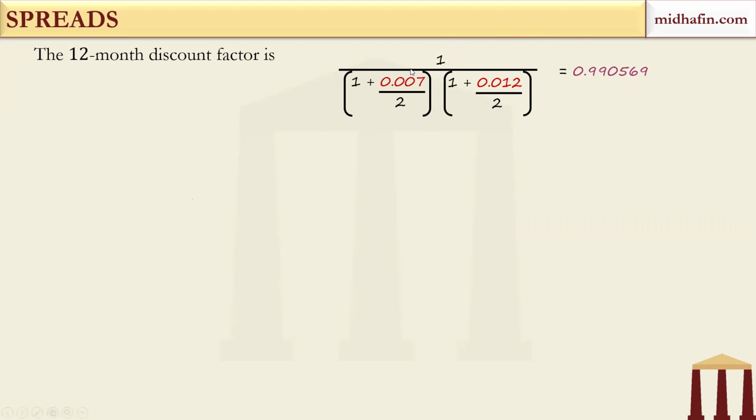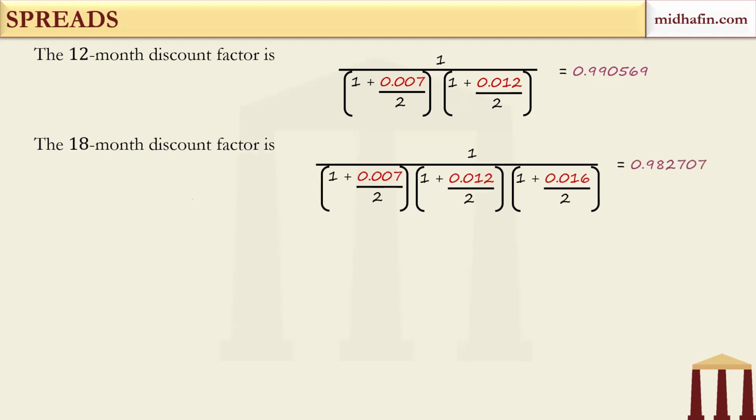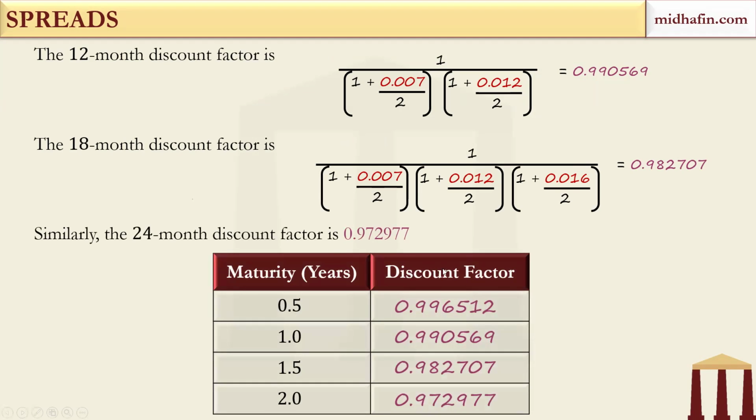So we know that the discount factor using the 1 year spot rate can be represented by this relationship if we are using the forward rates over the given period. That is the 0 to 6 month forward rate and the 6 month to 12 month forward rate. Similarly, the 18 month discount factor can be calculated, and finally the 24 month one will be this much. Now I have recorded all the discount factors here. So these are the discount factors for half year, 1 year, 1.5 year, and 2 years.